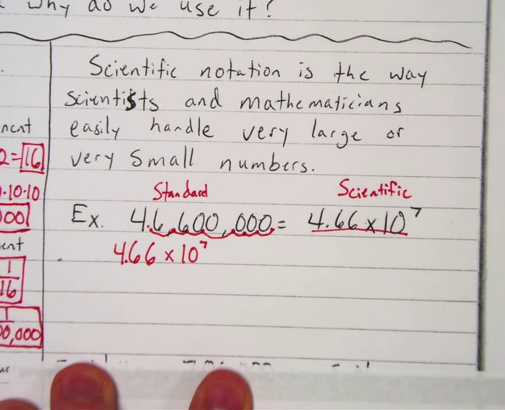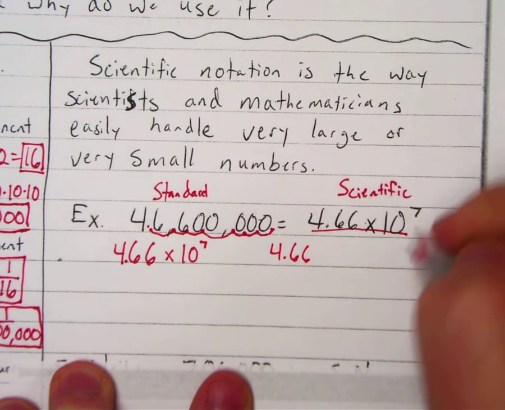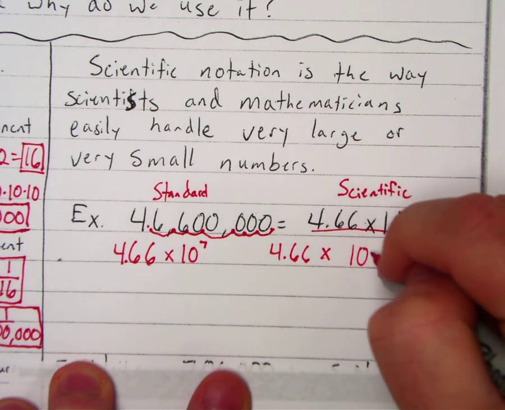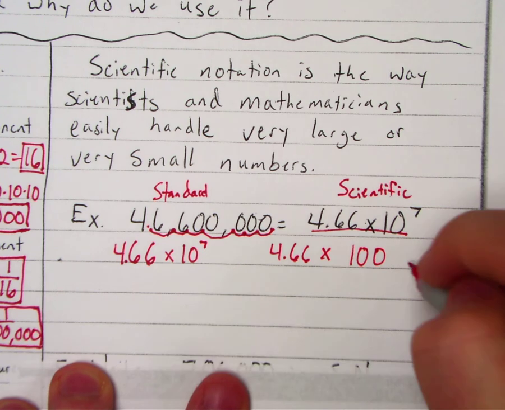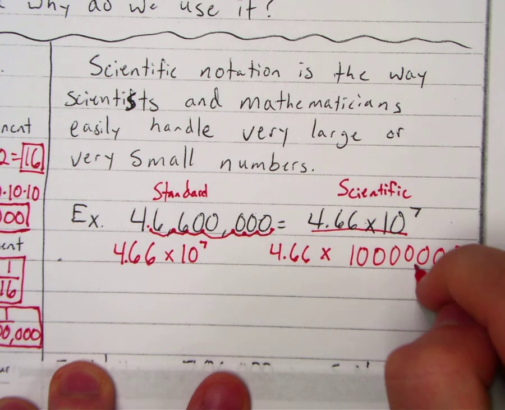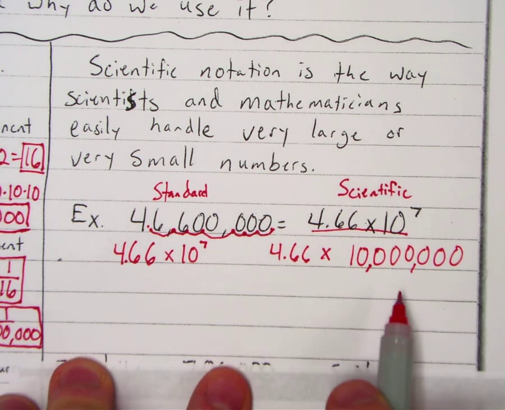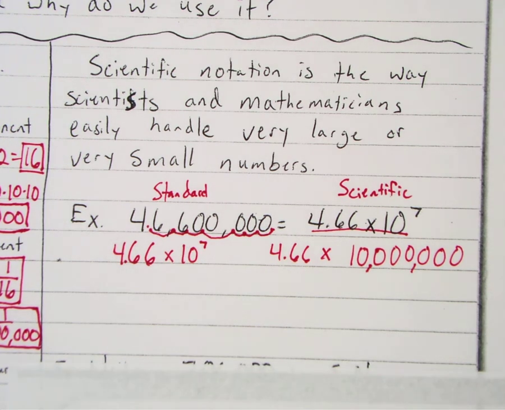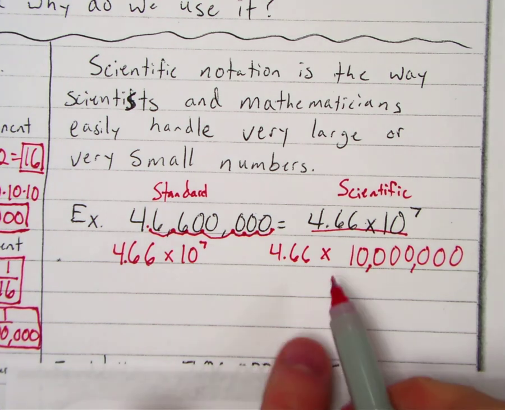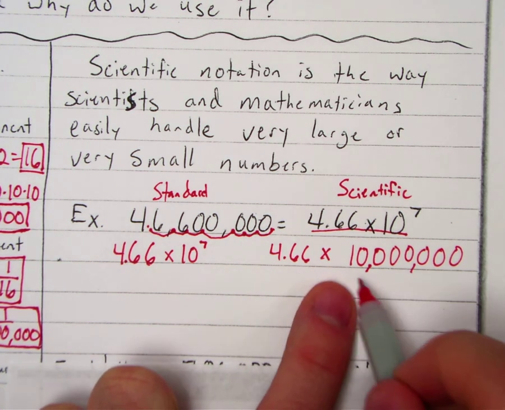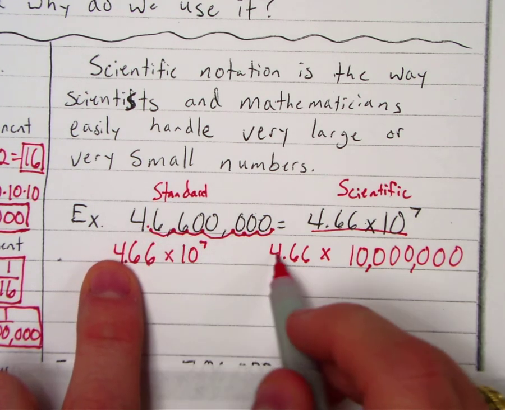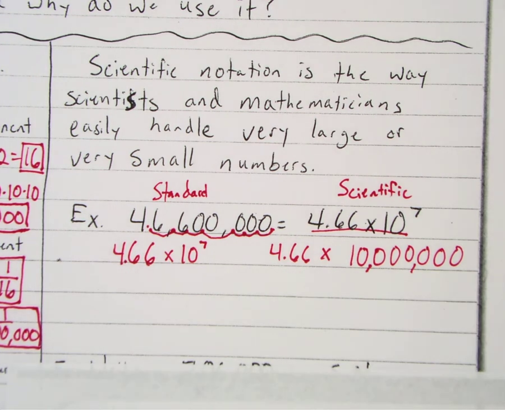Another way to look at this is simply that it's 4.66 times, and what would 10 to the 7th be? Well, 10, and how many zeros are we going to add if it's to the 7th? We're going to have 7 zeros. 1, 2, 3, 4, 5, 6, 7. Add our commas. You'll notice that we have 4.66 times 10 million. Well, if 46,600,000 was our standard notation, you should be able to see that 4.66, or 4 times 10 million, gives you 40 million, and here we have 46,600,000, so that's where the 0.66 comes into play. So you kind of see where this is going.